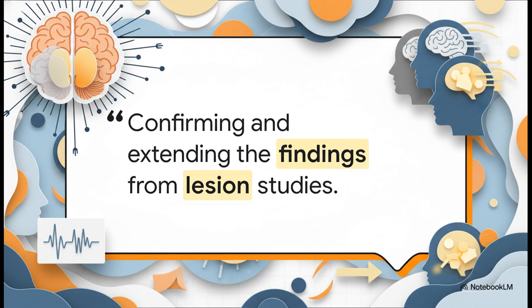Over the past decade or so, functional brain imaging, things like PET scans and fMRI, has given us the superpower to look at normal, healthy brains working in real time. And what we're finding beautifully confirms the central role of that medial temporal lobe. But it's also extending our understanding in some incredibly provocative, really unexpected ways.